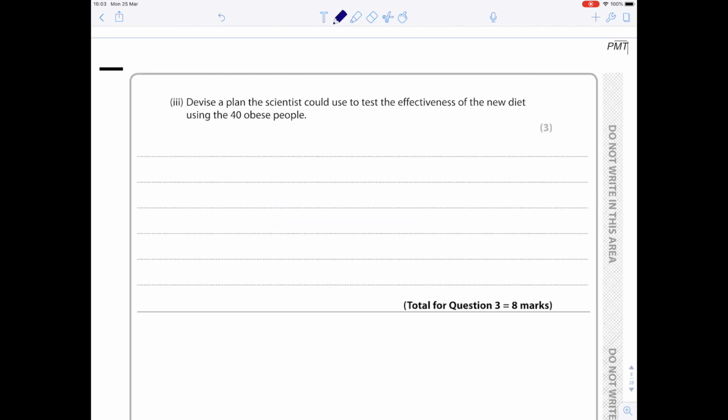Devise a plan the scientists could use to test the effectiveness of the new diet using the 40 obese people. It's only worth 3 marks, so don't go too crazy on this. First of all, you want to start by weighing the 40 obese people.